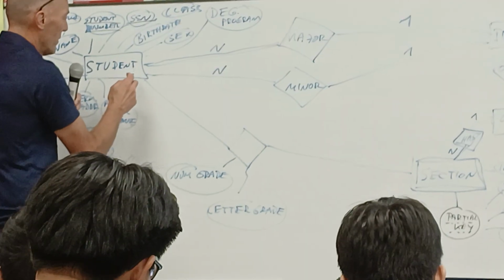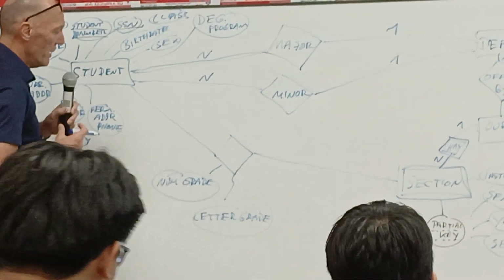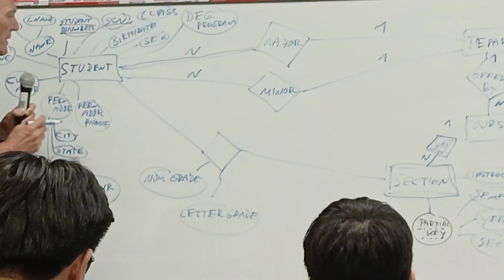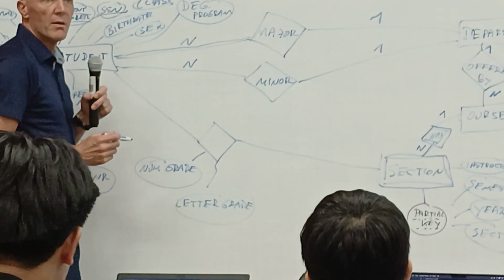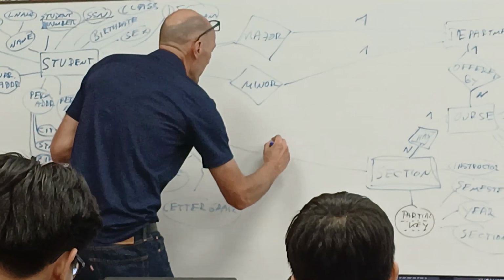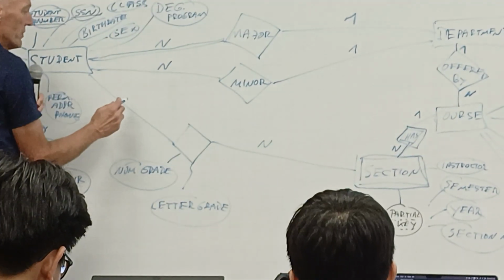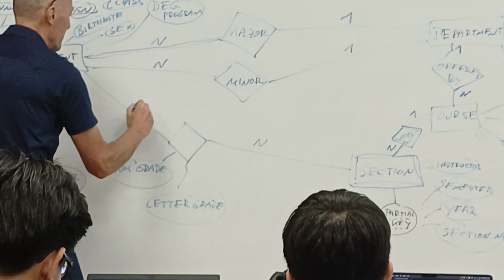So I need to keep track of which student did write an exam in which section and which numeric and letter grade did you receive. Can a student attend many different sections? So there should be n. Can in one section many students receive a grade? So let's make it an n.